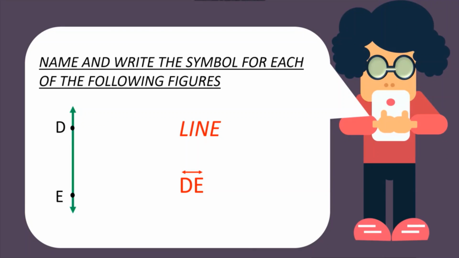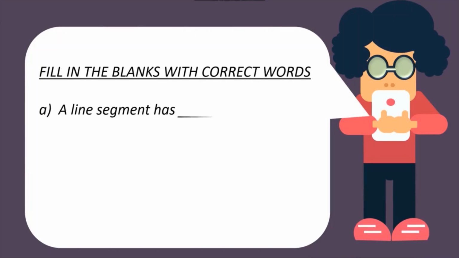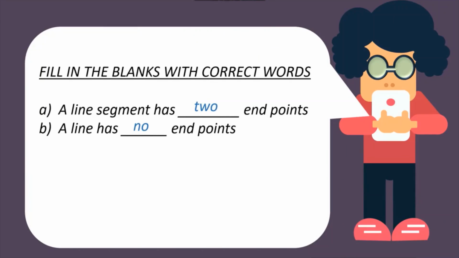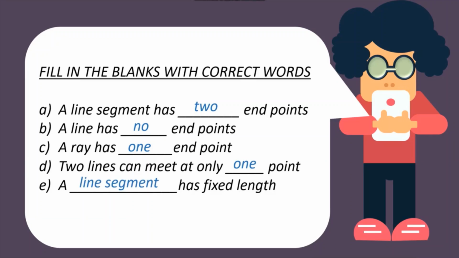Now we have to fill in the blanks with the correct word. A line segment has 2 endpoints. A line has no endpoints. A ray has 1 endpoint. 2 lines can meet at only 1 point. A line segment has fixed length.